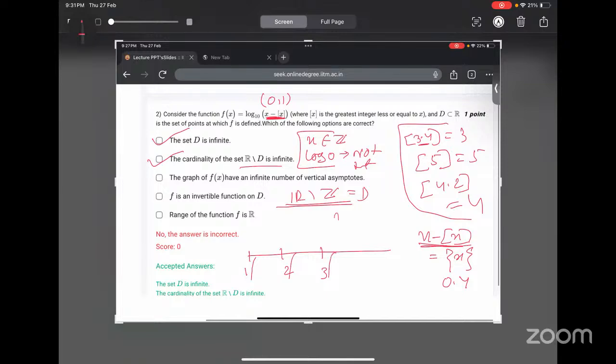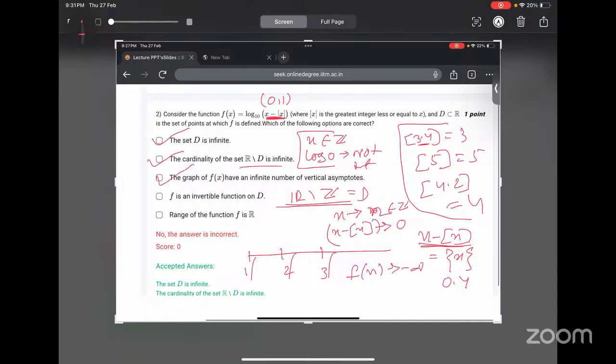Whenever x will be tending to some integer point n, then x minus floor x will be tending to 0, right? So for each such case, the function will be tending to minus infinity, right? Yes, madam. f of x will be tending to minus infinity. That means each integer will be a vertical asymptote. That means the number of vertical asymptotes is infinite, right? So the third option is also correct.